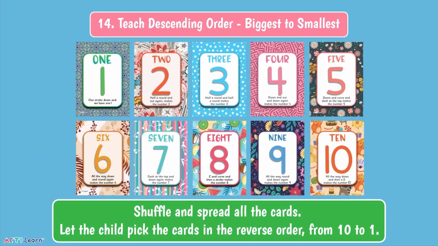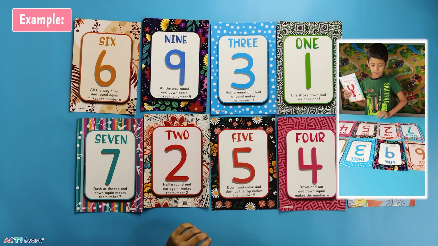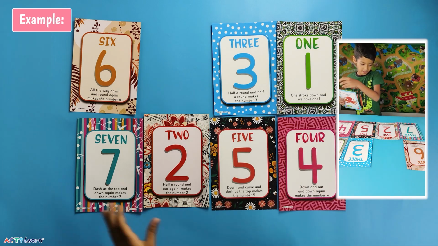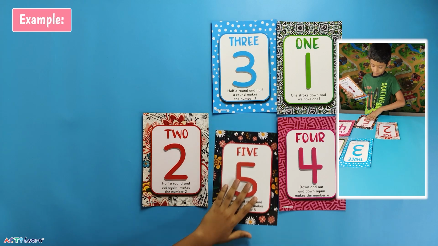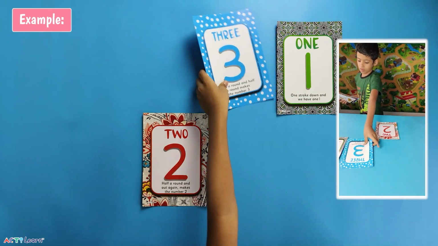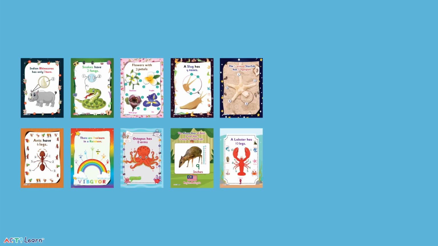Teach descending order, biggest to smallest. Shuffle and spread the cards. Let the child pick the cards in the reverse order from 10 to 1. 10, 9, 8, 7, 6, 5, 4, 3, 2, 1.